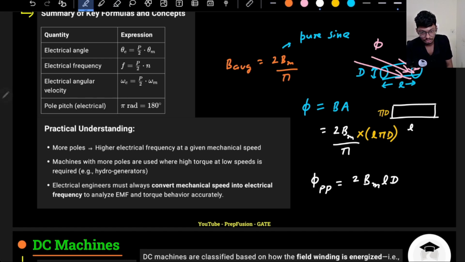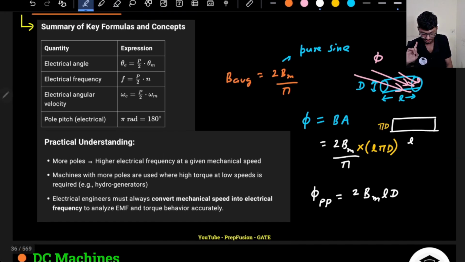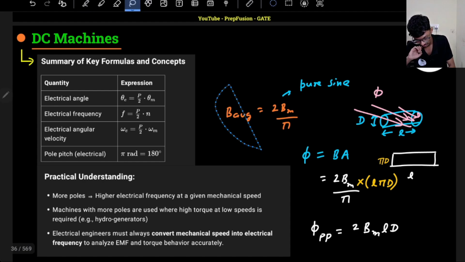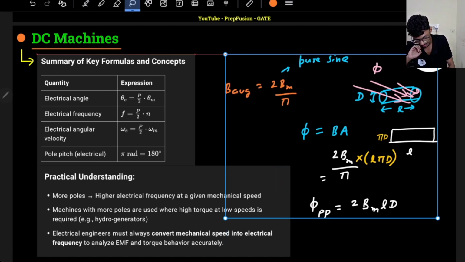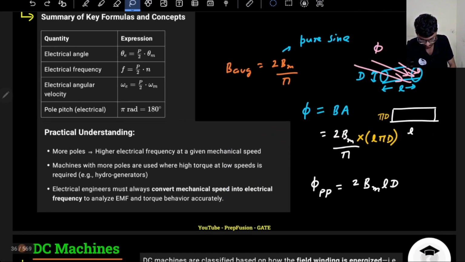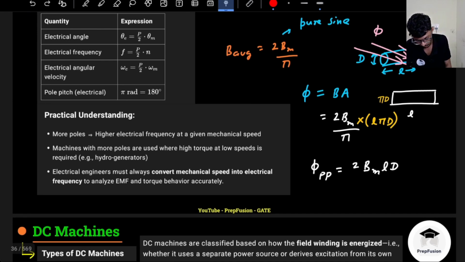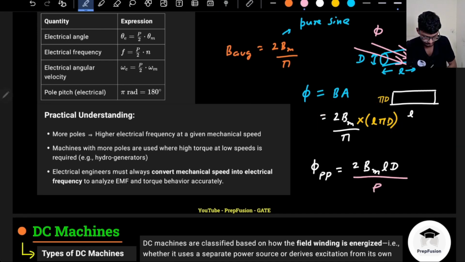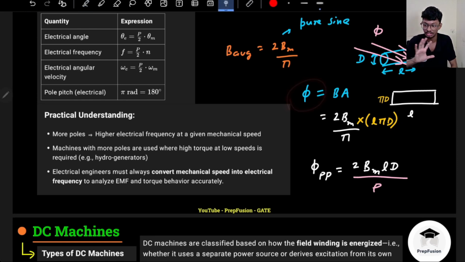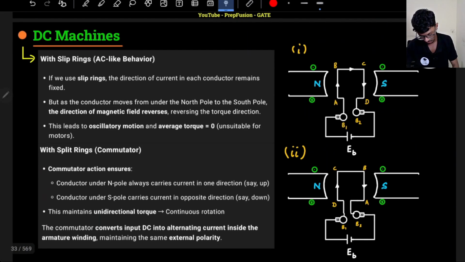Now, one point I missed, this is the flux. Now what is the per pole flux? This is the overall flux. How much flux is contributed by each pole? If I have p poles, then per pole flux will be this divided by p. I missed this point. Because this is the overall flux contributed by all the poles, because the armature conductor will rotate throughout all the poles.